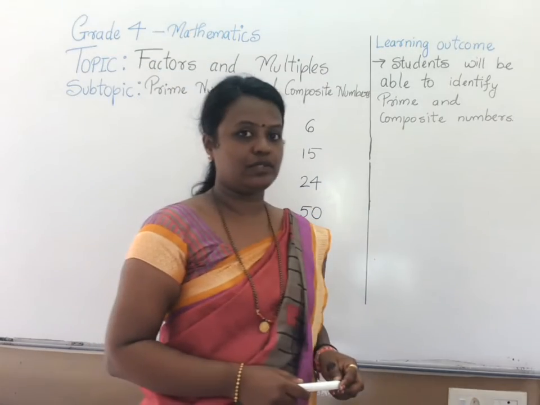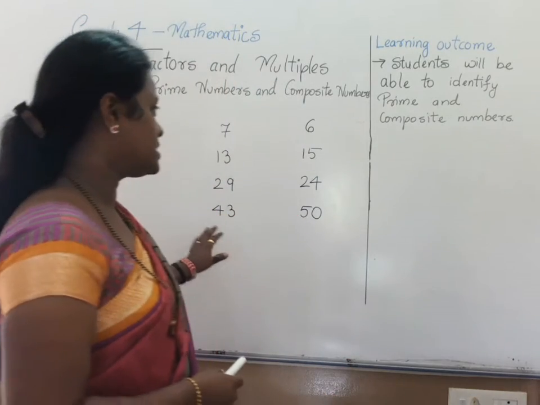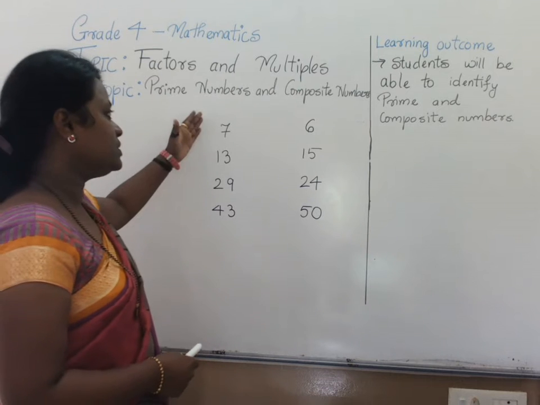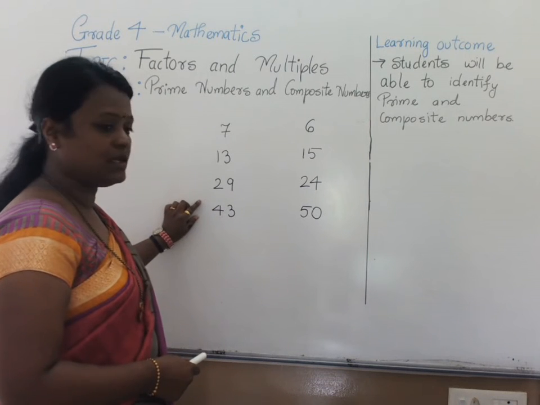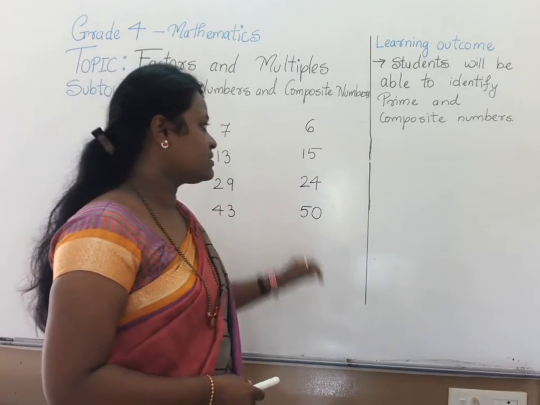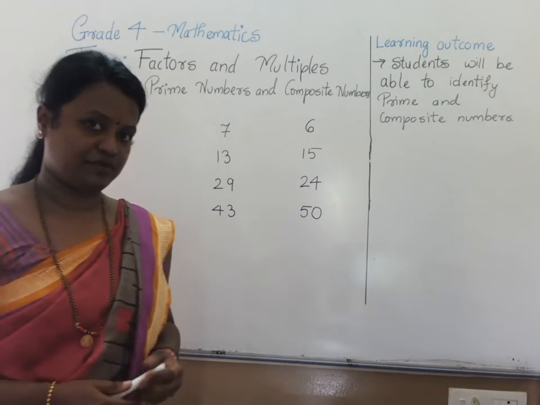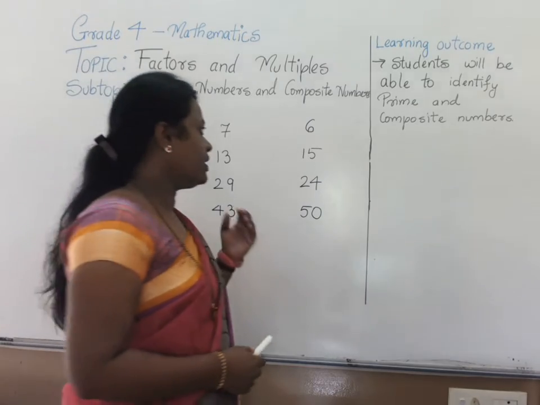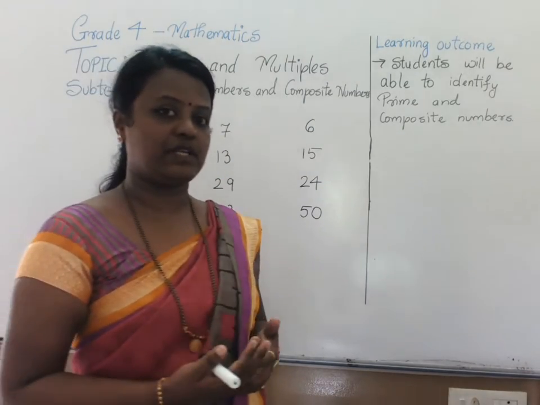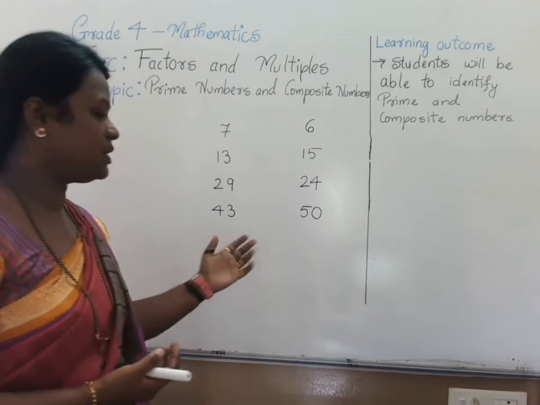To help you out, on the board I have posted some numbers, where in one column you will see 7, 13, 29, 43. On the other side you have 6, 15, 24 and 50. What difference or what different aspect do you notice in both the columns?